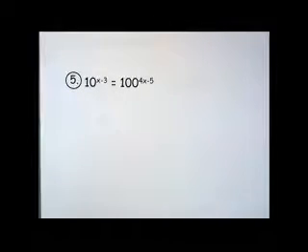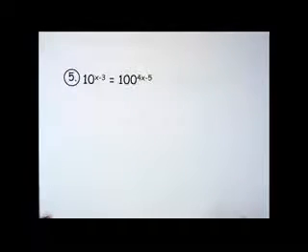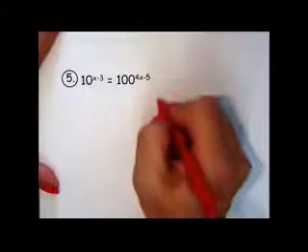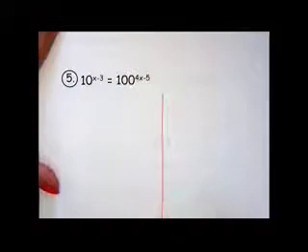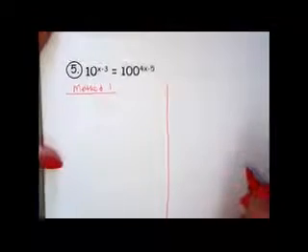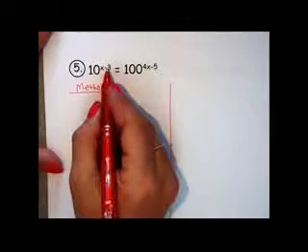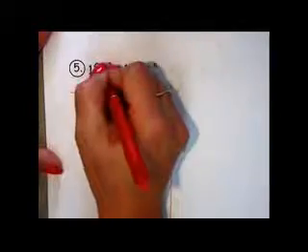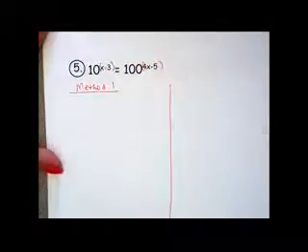Let's look at the last one, number 5. Now, I'm going to show you 2 separate ways to work this. Method 1 is what you already know how to do. Method 1 is we have 10 to the x minus 3, and you can go ahead and put that in parentheses, equals 100 to the 4x minus 5.